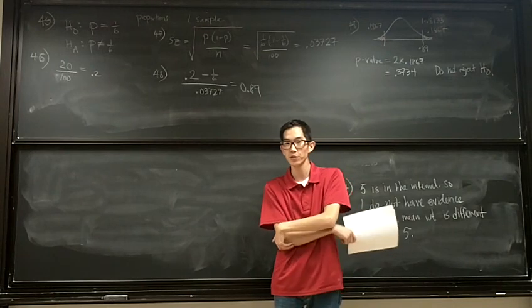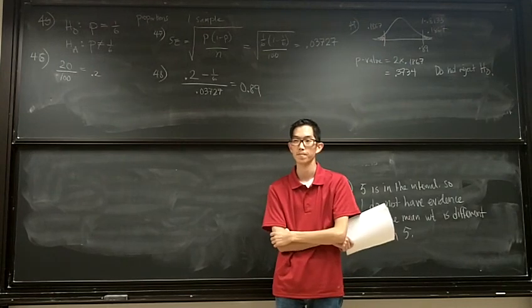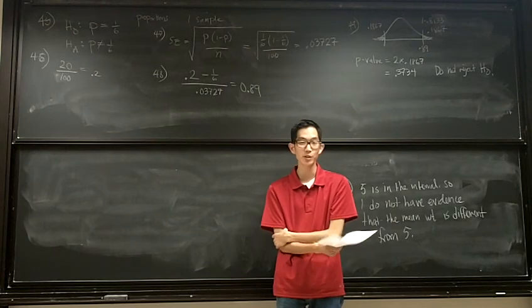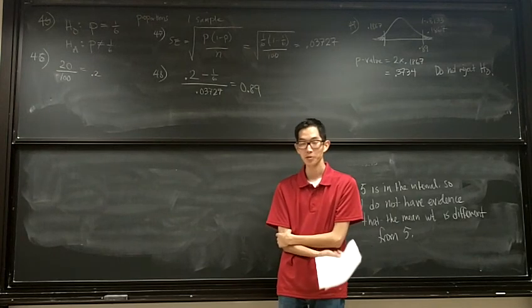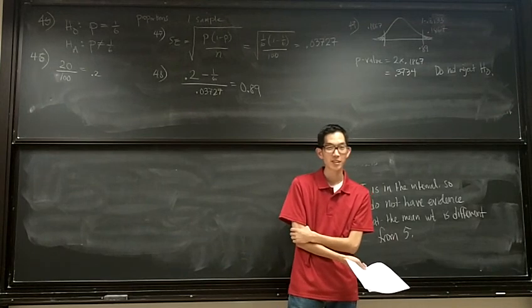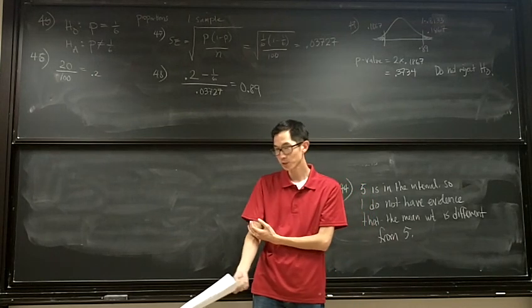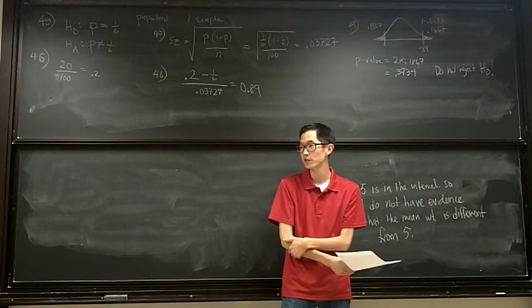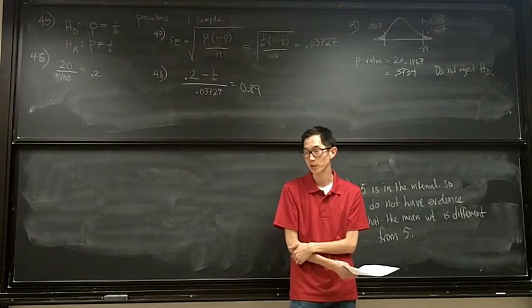What's the definition of a z-score? I'm just calling these out, which might be helpful. It's how many standard deviations you are from the mean.